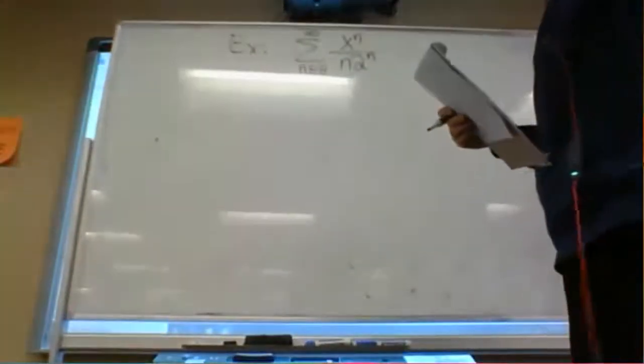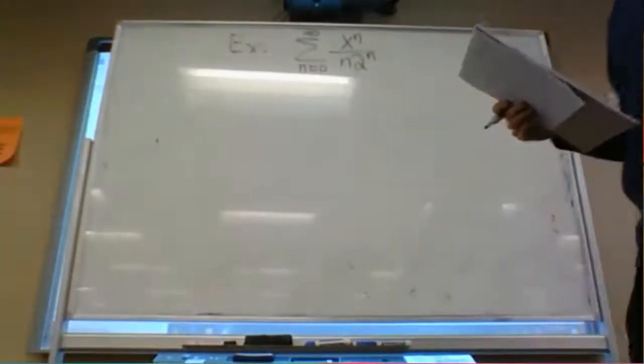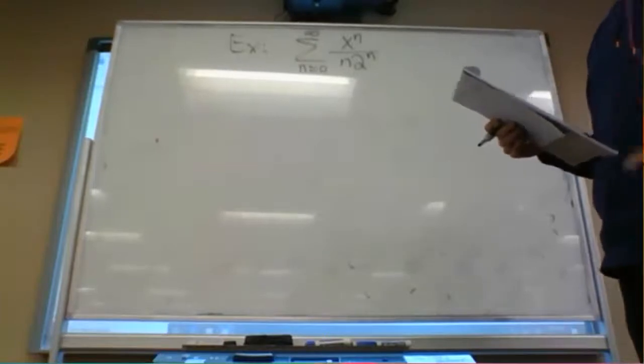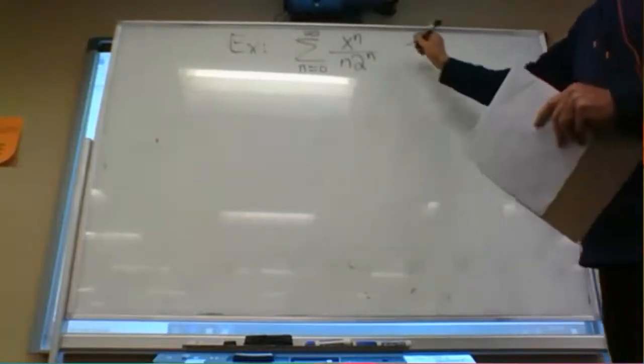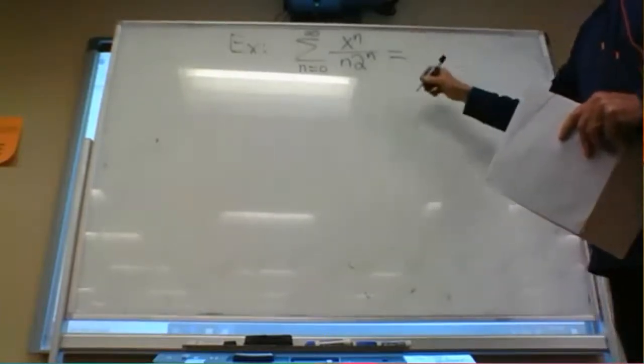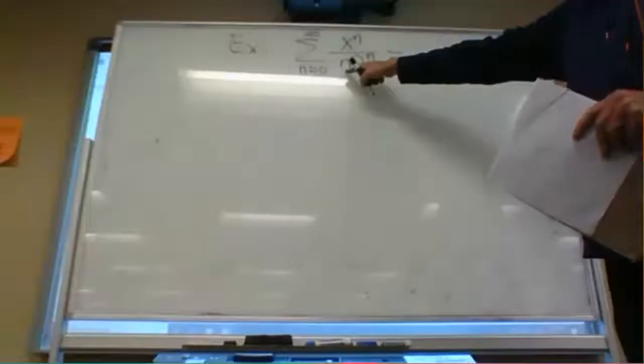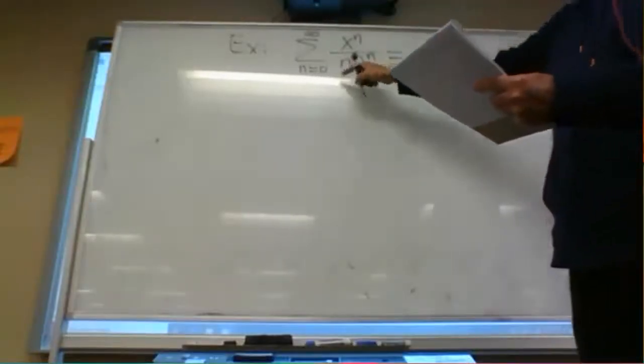Find the interval and radius of convergence for this one. The sum of x to the n over n times 2 to the n, and this is just like one of your homework problems, actually. n equals 0 to infinity. So I'll change the index and call it n instead of k, but it's the same thing. It's just a dummy index. It's indexing the numbers you're adding up.